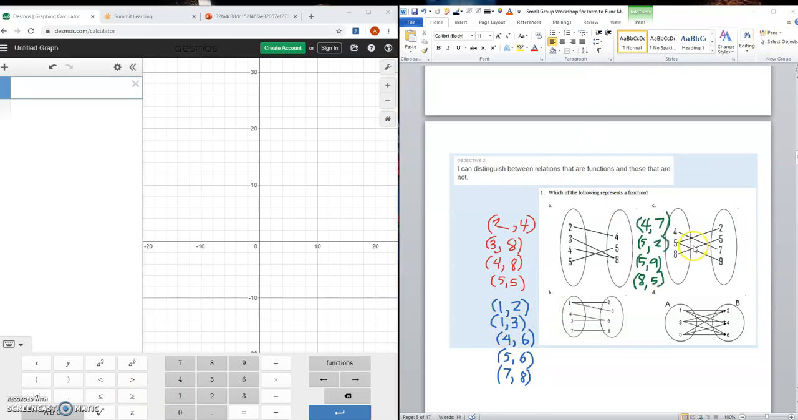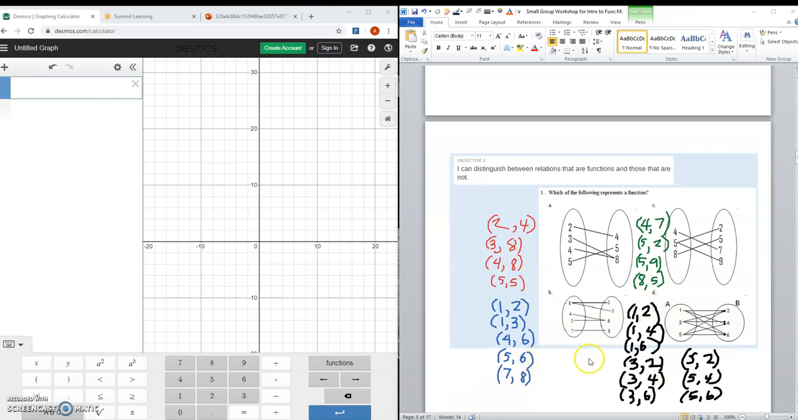Okay, so we did the same thing on letter C. So 4, 7, 5, 2, 5, 9, 8, 5. As you can see, 5 repeats. So therefore, C is not a function. So do the same thing with letter D. You'd see that x is repeating. So letter D is not a function. The answer on this one is letter A.